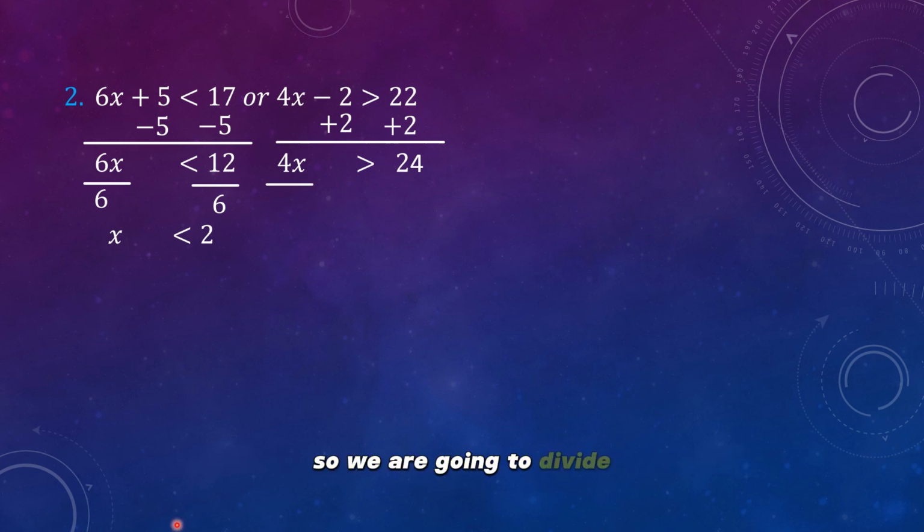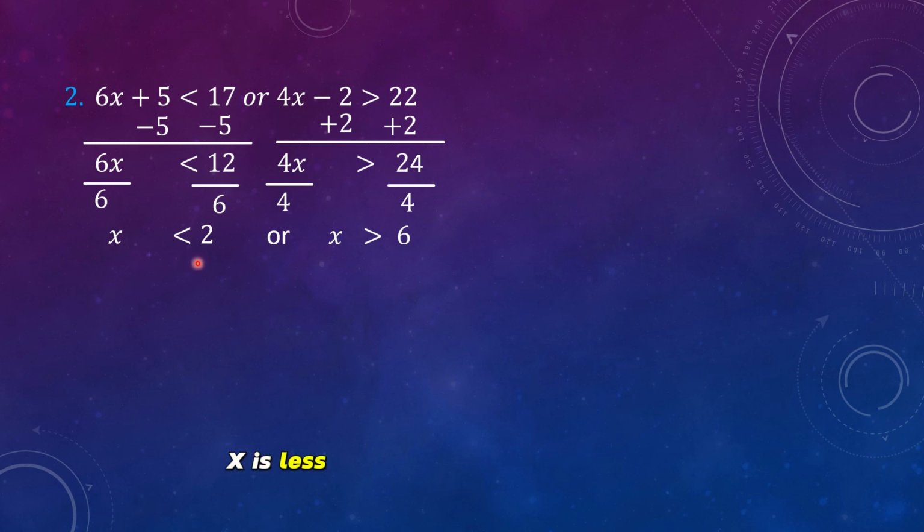So we are going to divide both sides of the inequality by 4. 4x divided by 4 is x. 24 divided by 4 is 6. So, or x is greater than 6. We have now x is less than 2, or x is greater than 6.